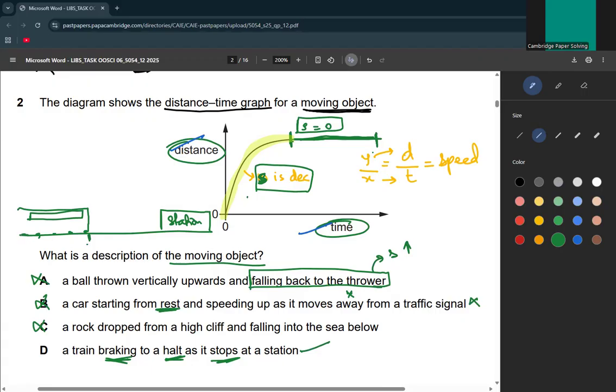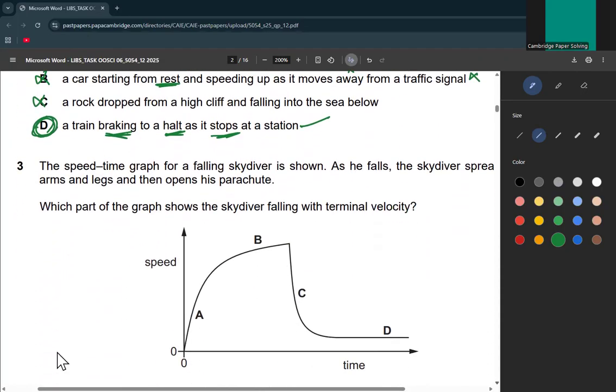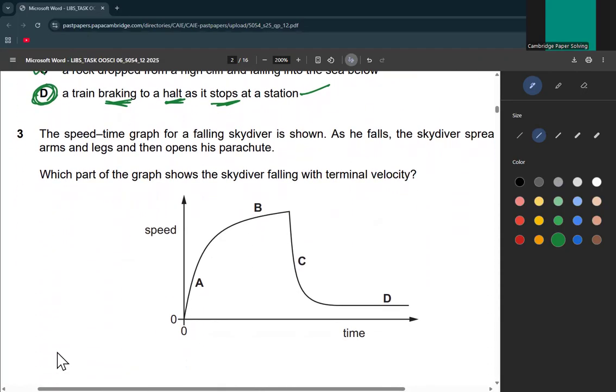Okay. This agrees with option D. The graph is coinciding. The graph is aligned with option D. That's the correct option. Okay.